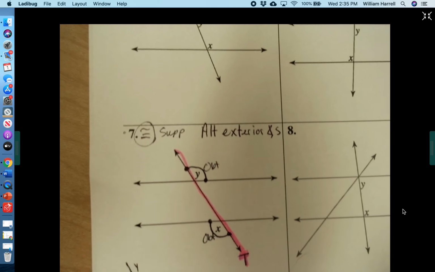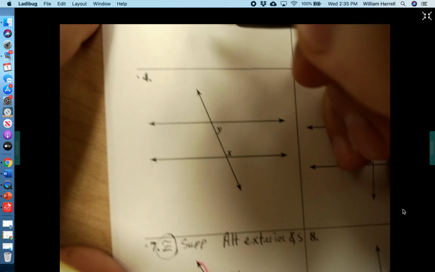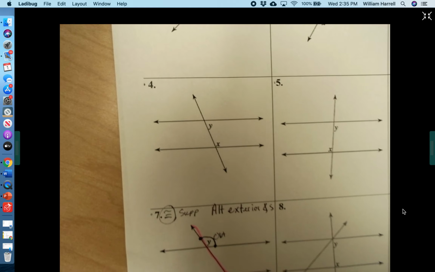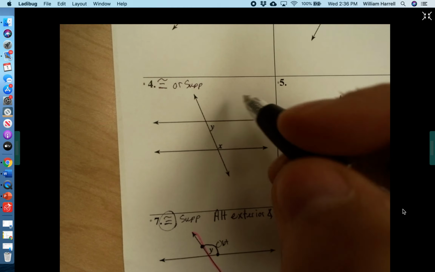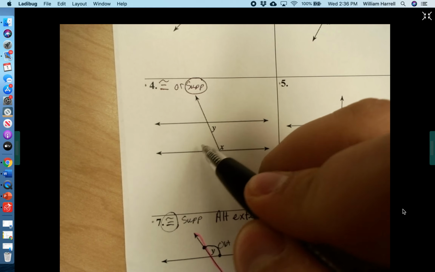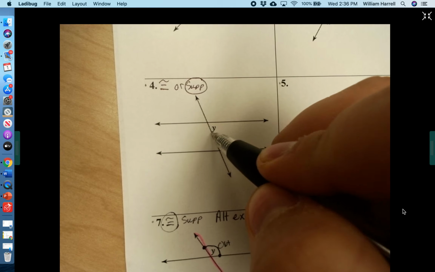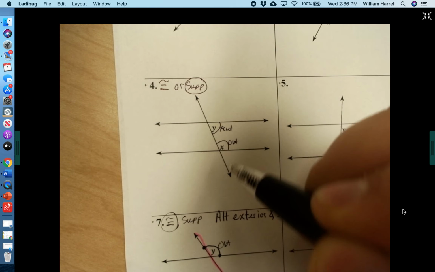Alright. Now, y'all do 4. Again, first thing I want you to do, answer the following question. Are they congruent or are they supplementary? So again, congruent or supplementary. These wind up being supplementary because y is acute, x is obtuse.